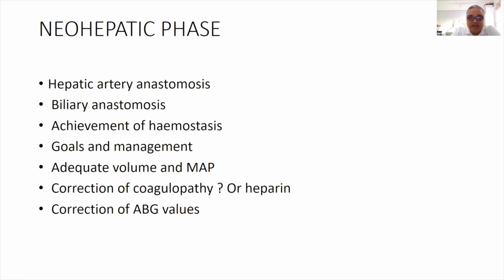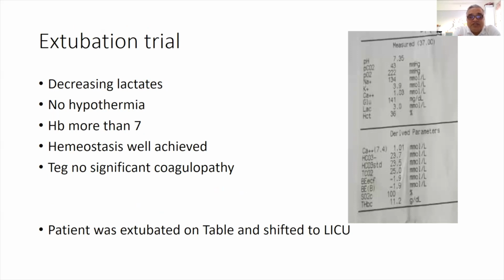Correction of ABG values, decreasing lactate, and improving metabolic acidosis indirectly tell you about a good functioning liver. Now you have an ABG here: the lactate has gone down to 3, base excess is minus 1.9, HB is 11.2, pH has been fine. I would love to extubate this patient on the table because everything is settling now. In this situation also, HB was more than 7. We were happy with this, and we extubated this patient on the table and shifted the patient to ICU for further observation and management.